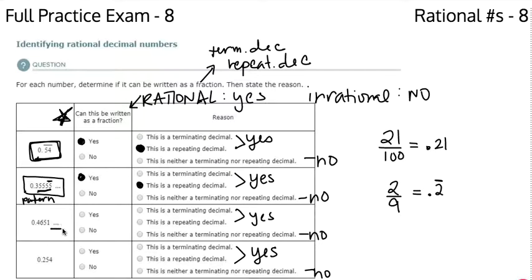Next one, see those 3 dots with no pattern? That means it's neither a terminating or repeating, which means it's no. So neither and no go together. These are both negative statements. Those will match up on your exam. My last one here, this ends. That means it's terminating. If it's a terminating decimal, yes, it can be written as a fraction.